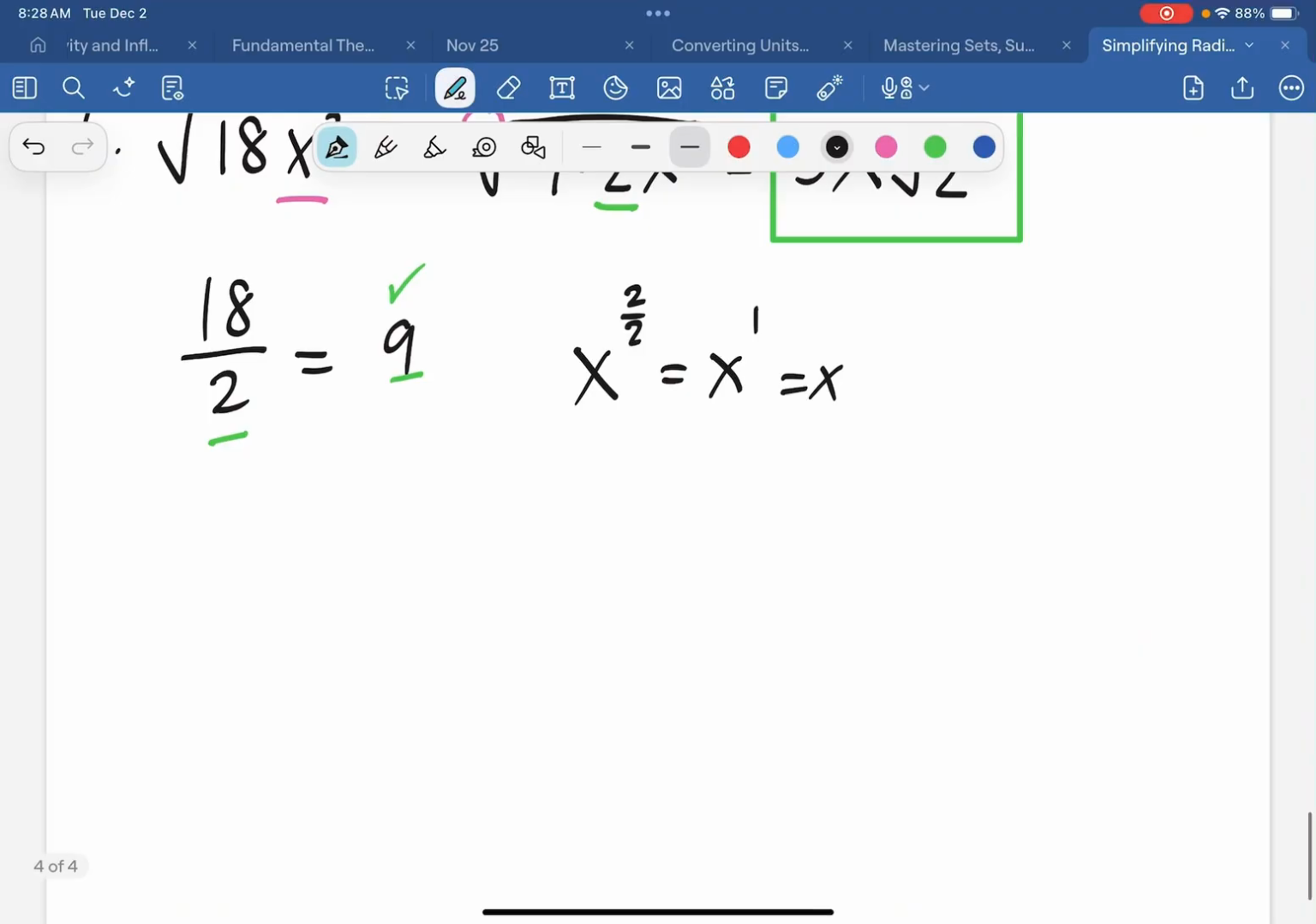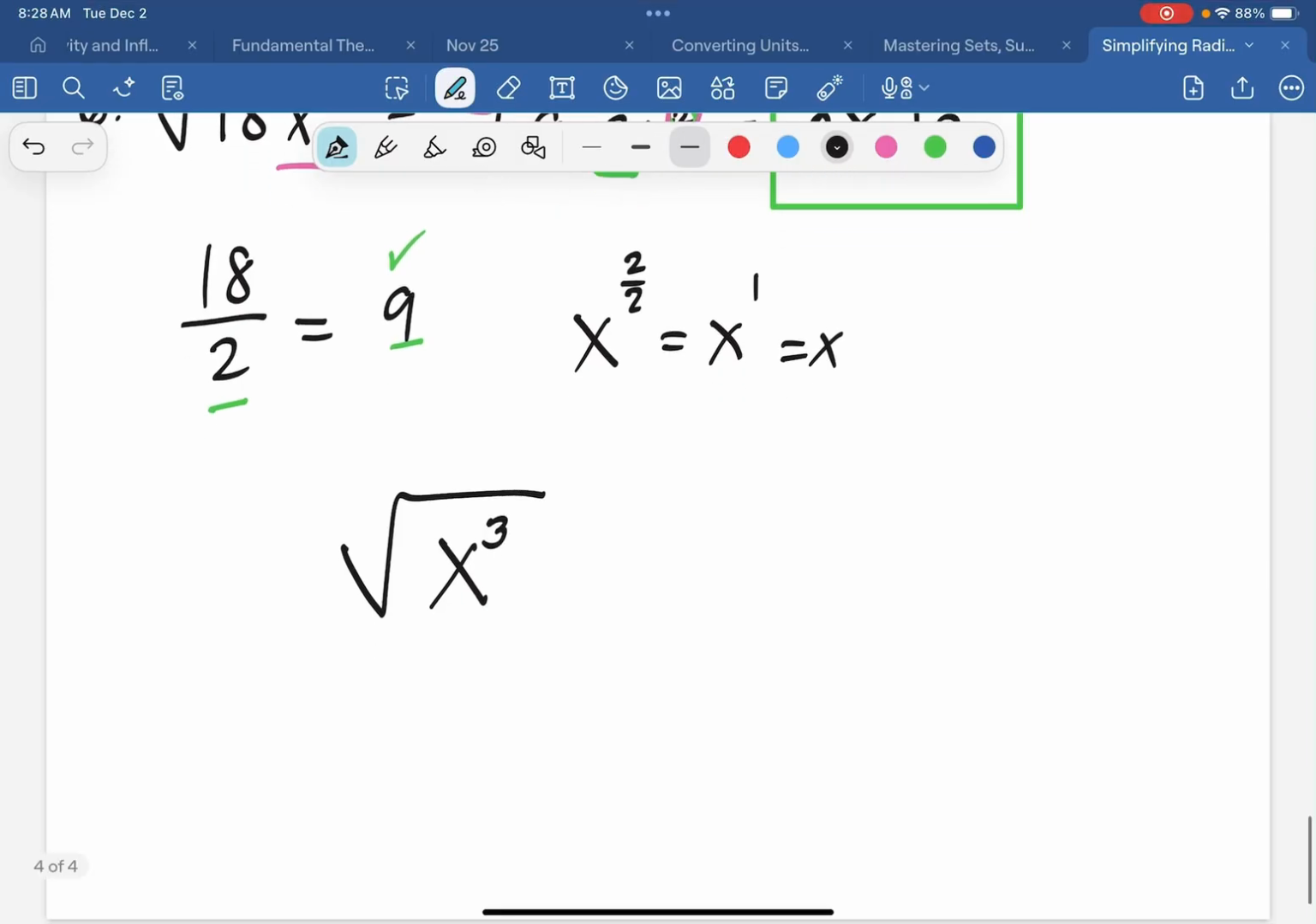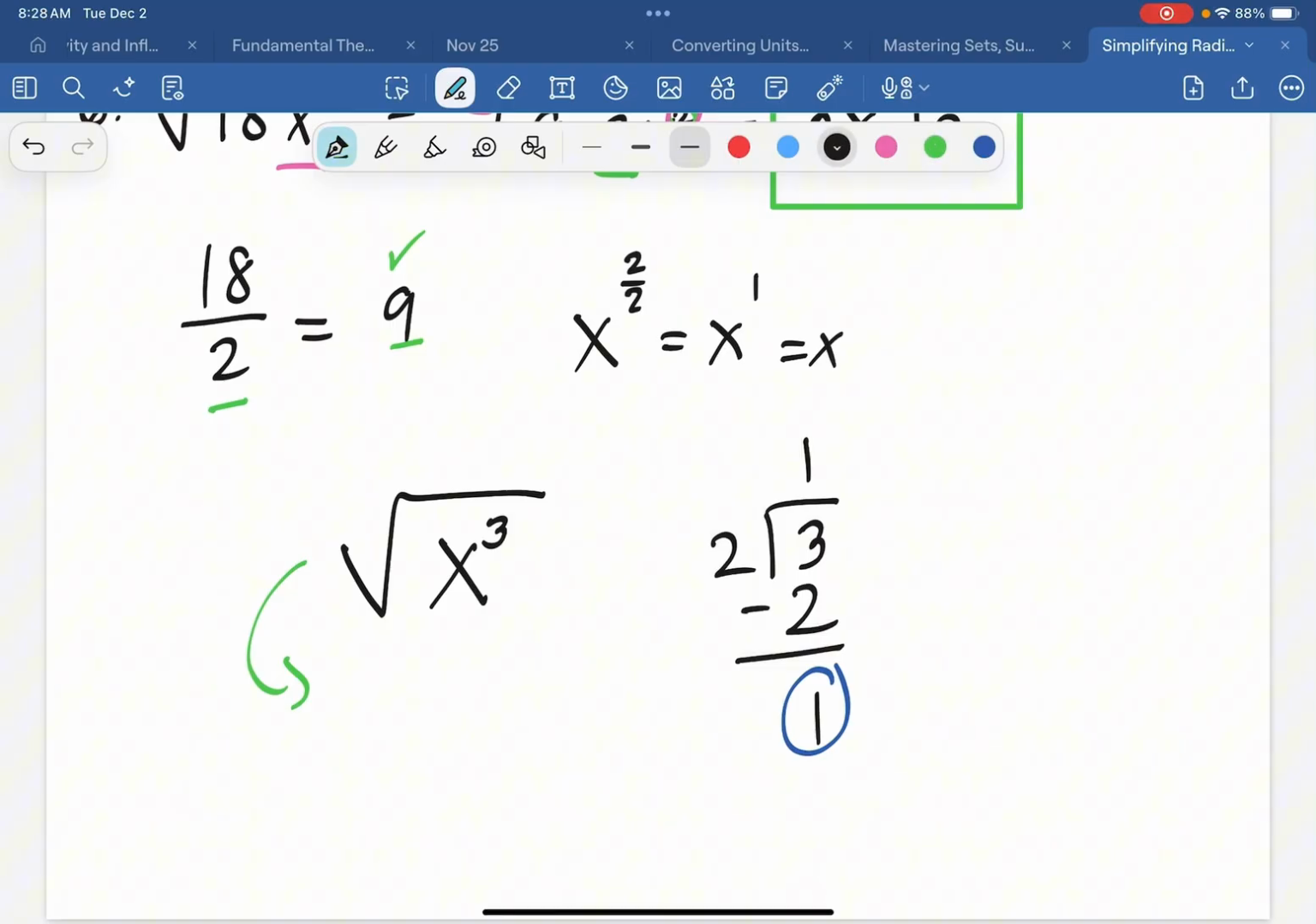Basically, if I were to give you a variable with a coefficient of 1, let's just say the square root of x cubed. Remember that when you divide 3 by 2, the answer is 1, 3 minus 2, and you have a remainder of 1, right? So when you answer this, this would be x raised to 1. Again, why only 1? It's because our quotient is 1. But you don't need to write it anyway.